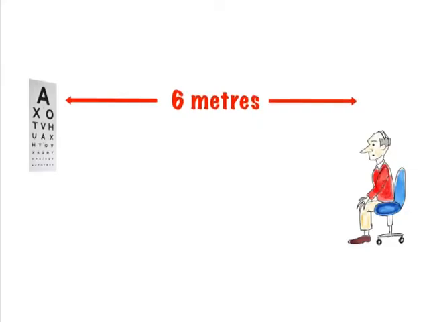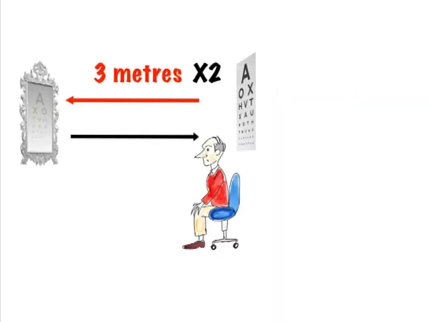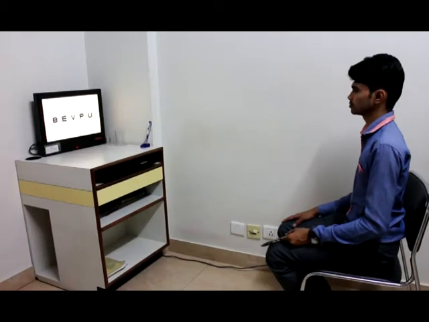Before starting, the right method is demonstrated to the patient. The person is ideally made to sit 6 meters away from the chart, or 3 meters if a mirror is used. As a convention, the right eye is always checked first. The left eye is closed, ideally with an occluder. Now the letters are read from top downwards.